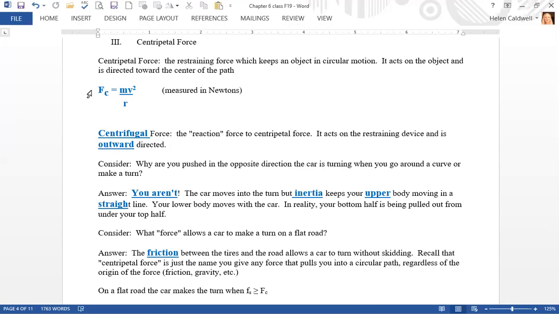So it's easy to make a big, wide, sweeping turn, not so easy on a little tight one, which is why exit ramps tend to be larger in diameter. They tend not to be super tight, and that's one of the reasons why they have speed limits on exit ramps. I've told you about centrifugal force earlier, so let's get back to it. Centripetal with a P pulls you in, P for pull. Centrifugal with an F is the one that is outward directed. It forces out. It doesn't act on the object, it acts on the restraining device.